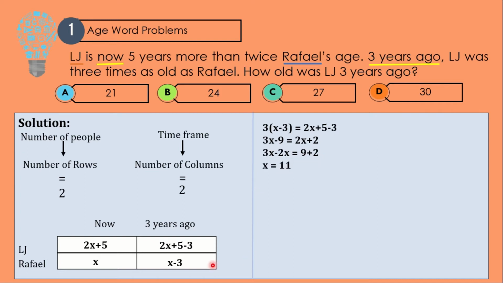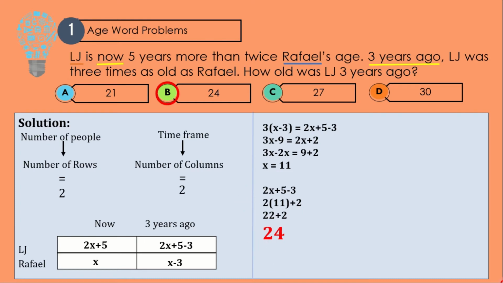So we already have a value for x, but we are looking for LJ's age 3 years ago. Let's simply substitute x to 2x plus 5 minus 3, which is LJ's age 3 years ago. So we'll have 2 times 11 plus 2. We'll have 22 plus 2. Therefore, LJ's age 3 years ago is 24. Our answer is letter B.